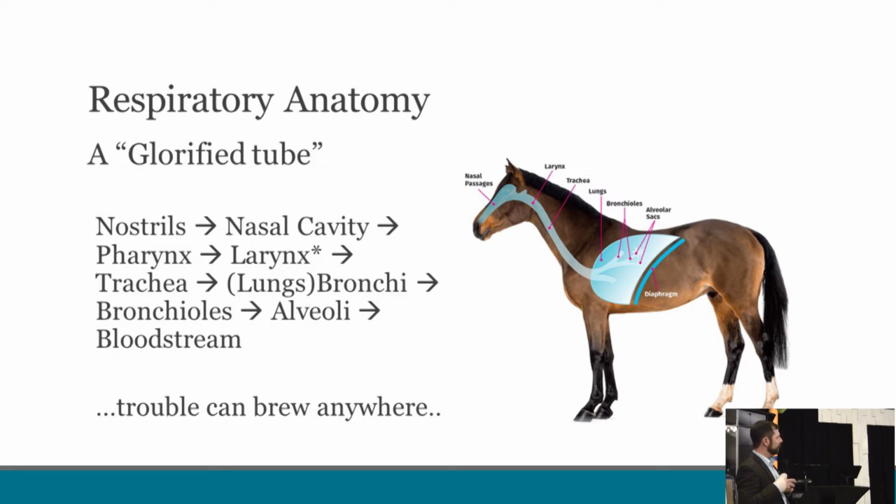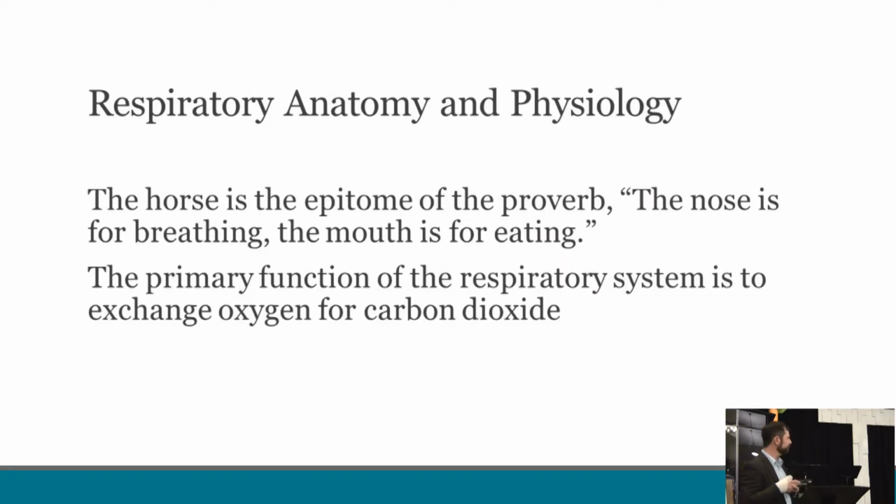We then follow the trachea down into the lungs, which include the bronchi and bronchioles, and eventually the alveoli, which are the little air sacs right in the terminal branches of the lungs, and then eventually into the bloodstream. So it's important to note that trouble can brew anywhere along this tube. Next slide, please. So a little bit about the physiology of how horses breathe.